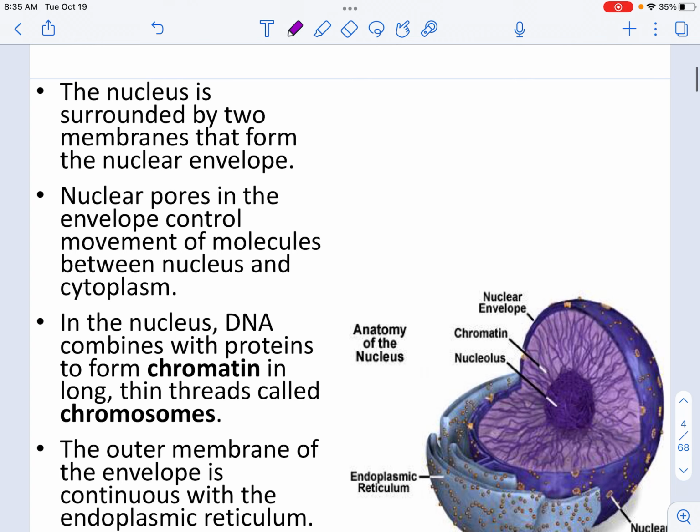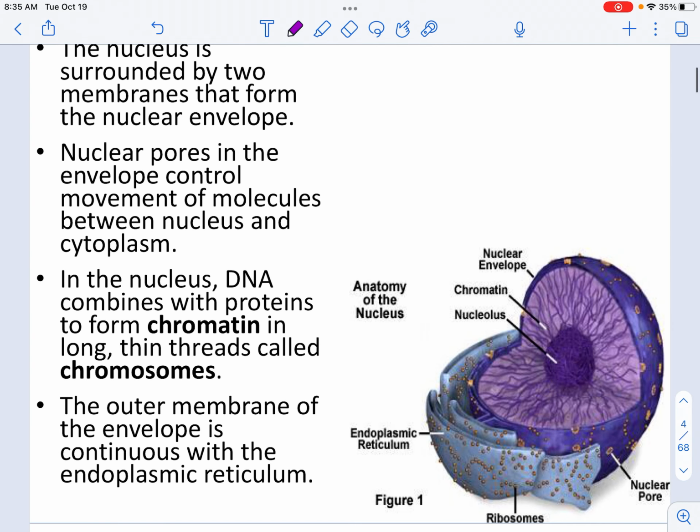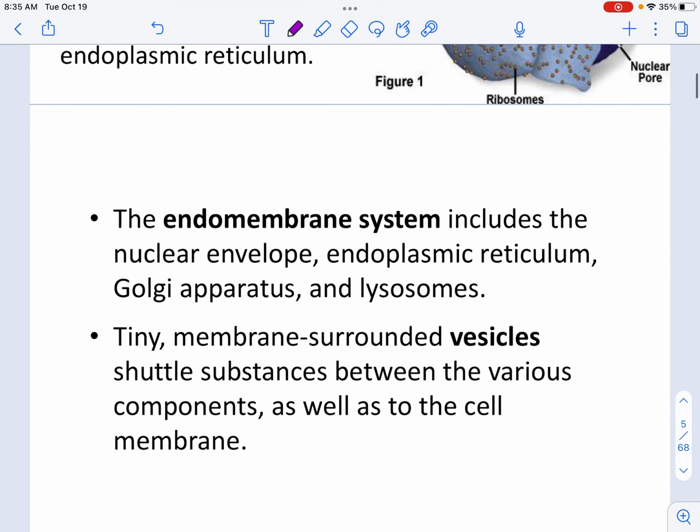So the nucleus is surrounded by two membranes that form a nuclear envelope. So you can see here, here's the nucleolus region, chromatin, nuclear envelope. There's openings, of course, because we have to have molecules moving between the nucleus and the cytoplasm. When DNA is transcribed into RNA, that RNA has to exit. So in the nucleus, DNA combines with proteins to form chromatin, and those obviously form our chromosomes. The outer membrane is continuous with the ER.